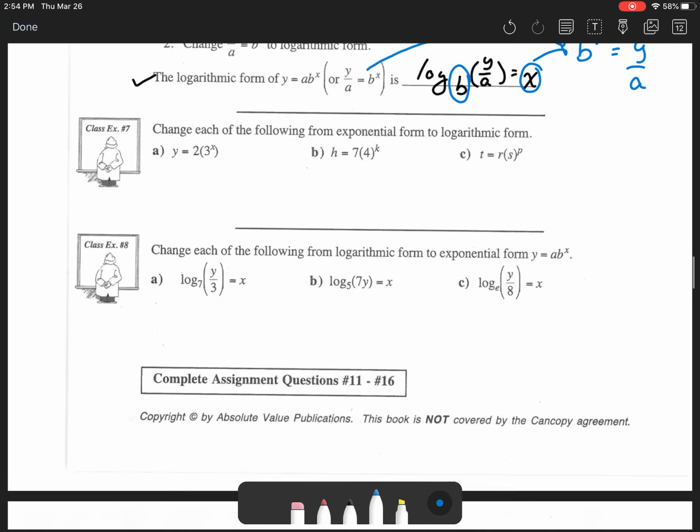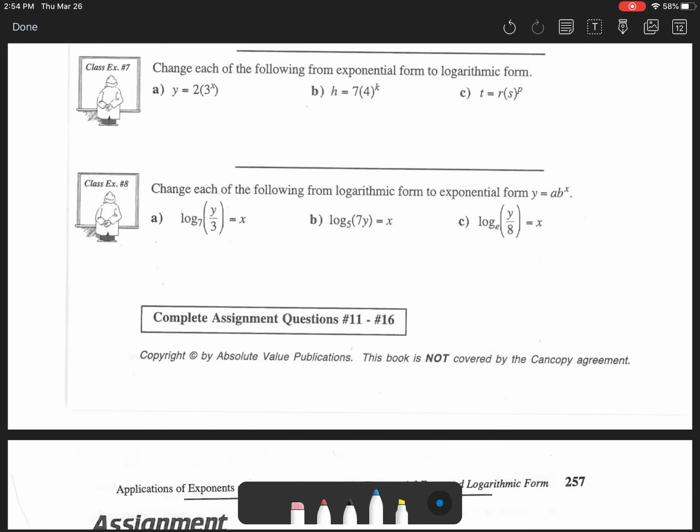So let's put that into practice, and you'll see that it's a little more simplistic when I start dealing with numbers. So change each of the following from exponential to log form. Again, you can see here that I actually have y is equal to, and there's your a, and there's your b to the exponent of x. So I want to get rid of that a value. What I'm going to do first is go y divided by 2 equals 3 to the exponent of x. So there's the first step. Now I can turn this into log form by going log base 3 of y over 2 is equal to x. So there's the first one.